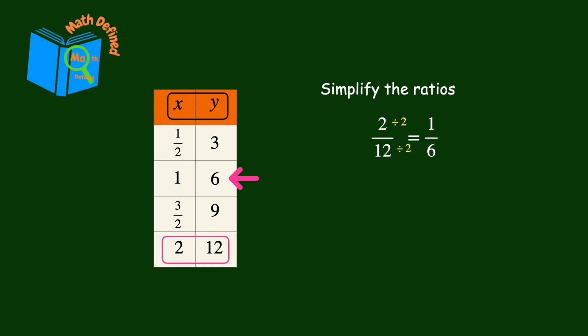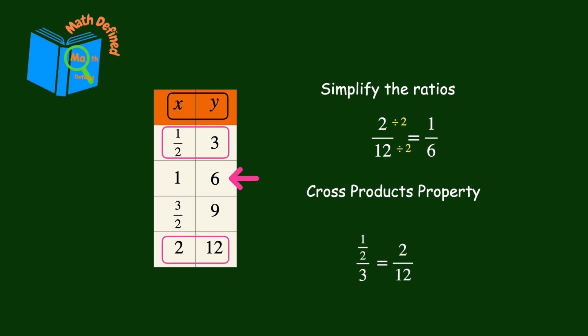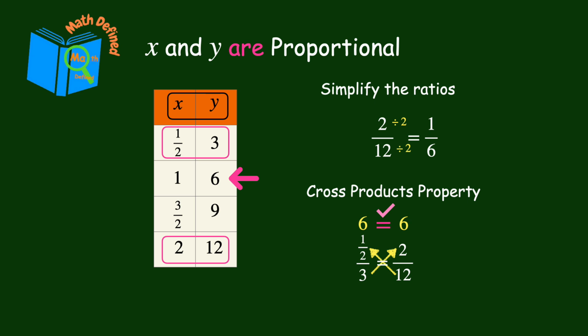Now, to be sure that all the x to y ratios in this table are proportional, we need to check a few more. But simplifying a ratio like 1/2 to 3 isn't so easy, so let's use cross products. We'll check to see if 1/2 over 3 is equivalent to 2/12. First, we'll multiply 12 times 1/2. We could write out this multiplication problem, but let's use some mental math instead. What is half of 12? 6. And then 3 times 2 is also 6. Since the cross products are equal, the ratios are proportional. Using a combination of simplifying ratios and the cross products property, we are able to confirm that x and y are proportional in this table.